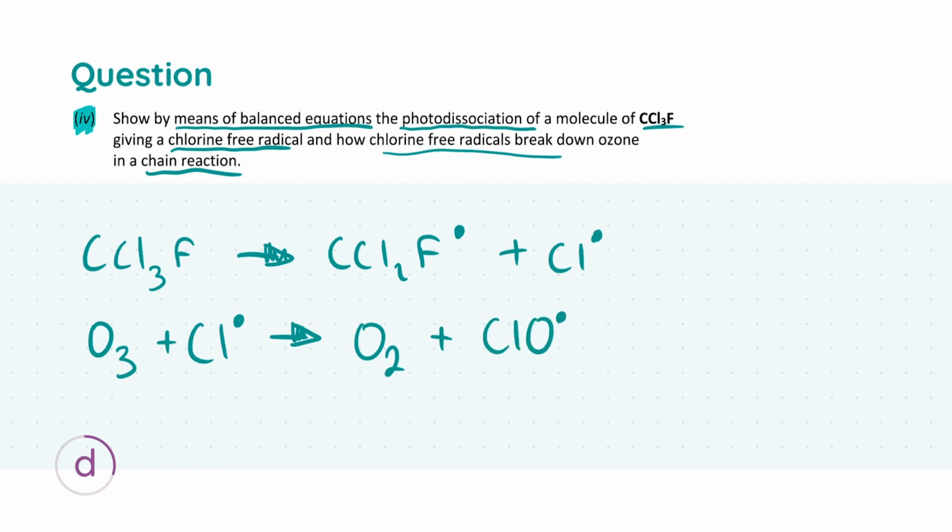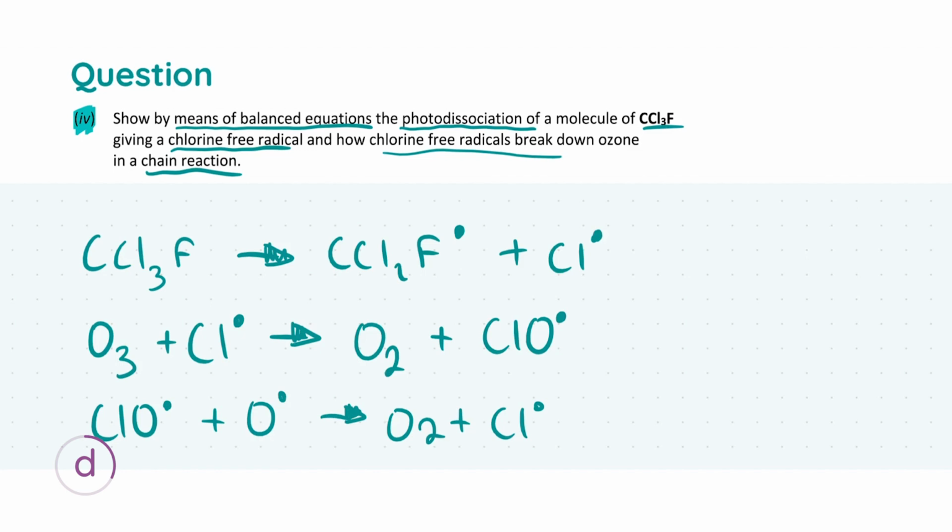Now you might be wondering where I'm going with this. The next step that we need to include is the chain reaction part of this question, which is that the ClO free radical itself is going to react with some of the oxygen free radicals, and this is going to form a little bit of oxygen again and another chlorine free radical, just to make this a bit cleaner.